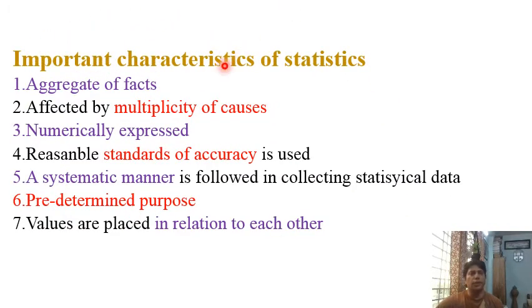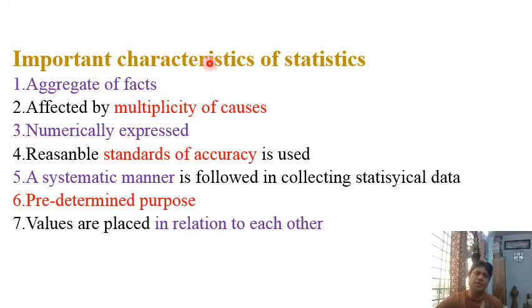So here are important characteristics of statistics. Statistics has many characteristics. Here we have listed some important characteristics: aggregate of facts affected by multiplicity of causes, numerically expressed, reasonable standard of accuracy, a systematic manner is followed, predetermined purpose, values are placed in relation to each other.